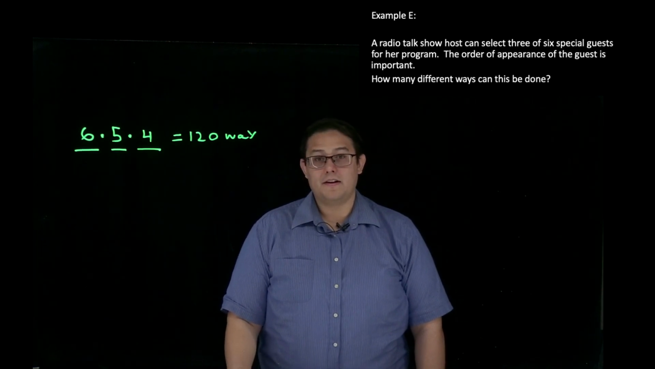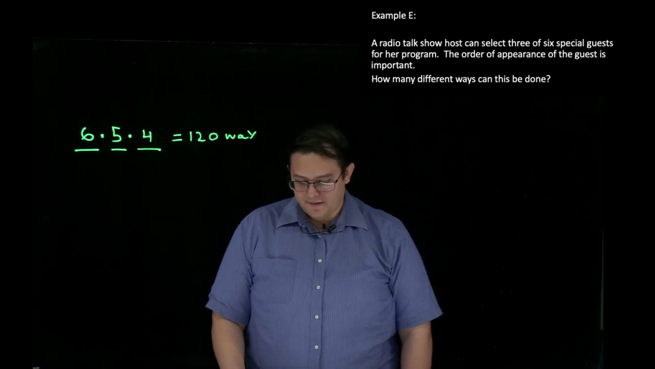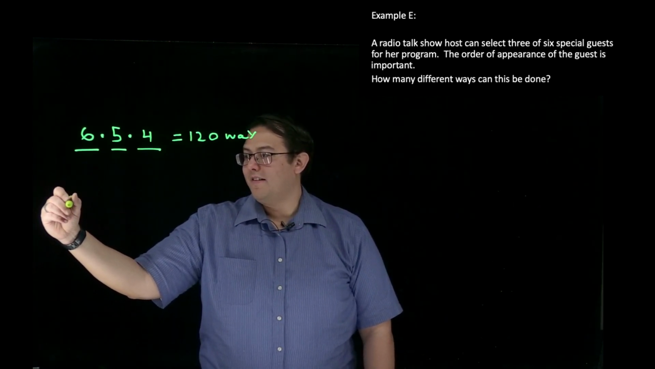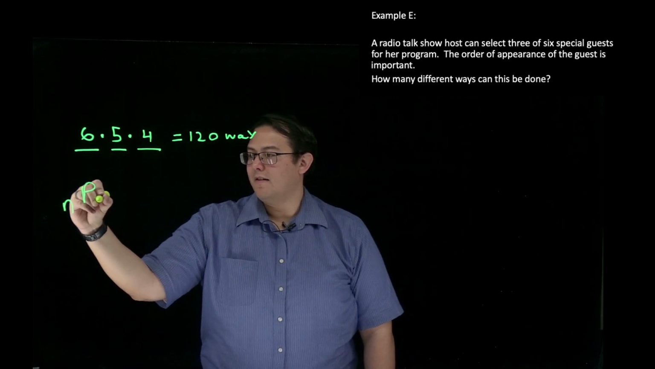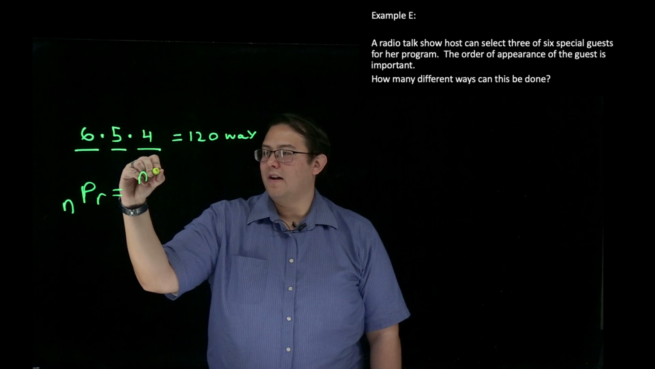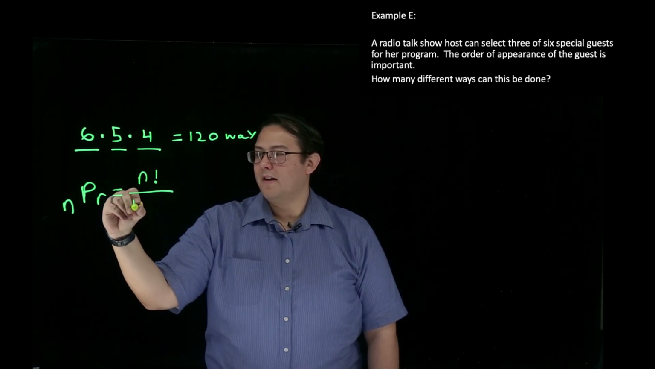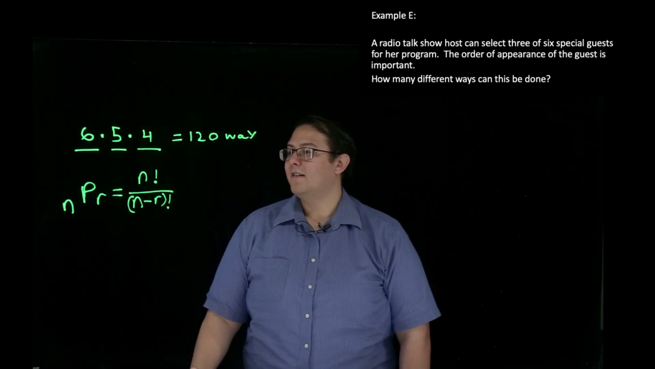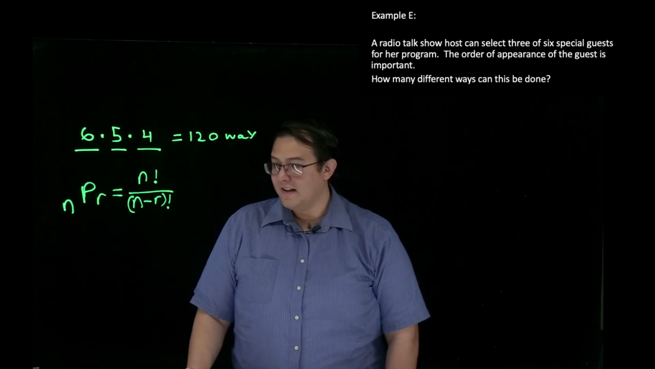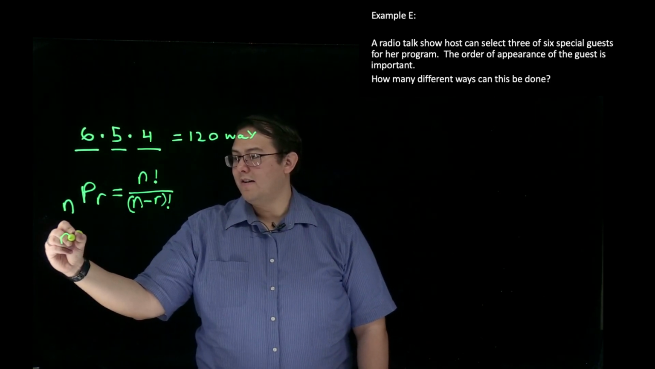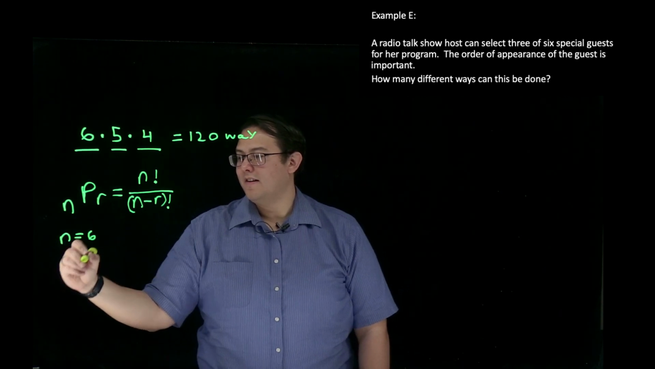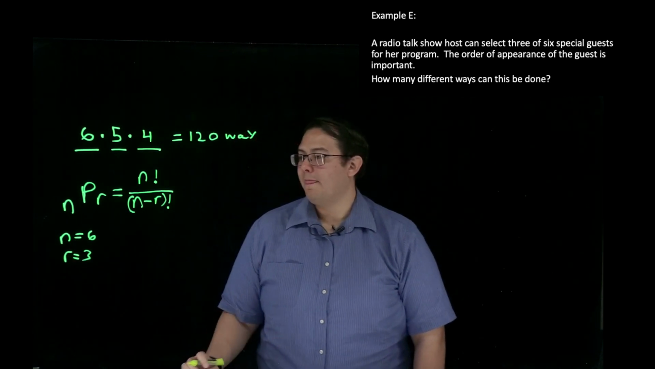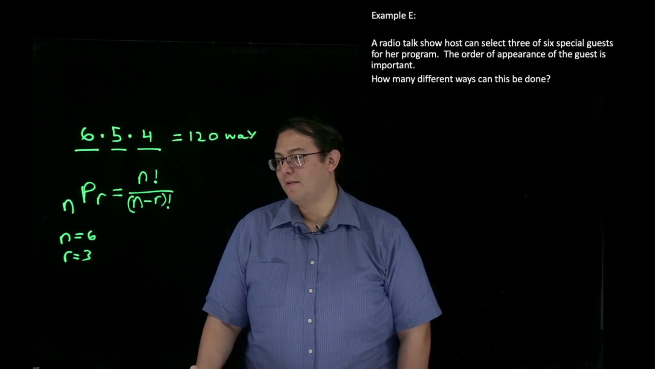And now we're going to do this using permutations. When we use permutations, the order is important, and the problem said the order is important, so that's good. So here's the formula for permutations. It's nPr, and the formula is n factorial over n minus r factorial. In this problem, n is the number of guests, so n is going to be 6. And of the 6 guests, we're picking 3 of them, so r is 3. Again, we use permutations when order is important.